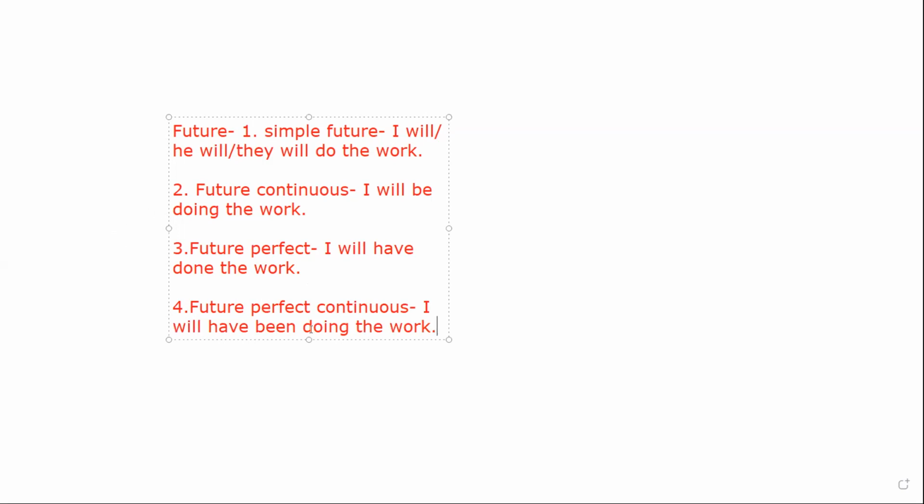So these are the four forms of futures we have discussed: simple future, future continuous, future perfect, and future perfect continuous.